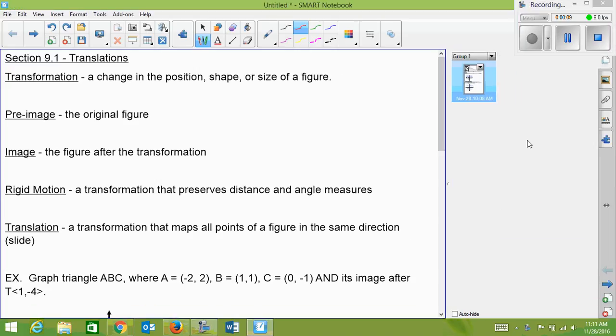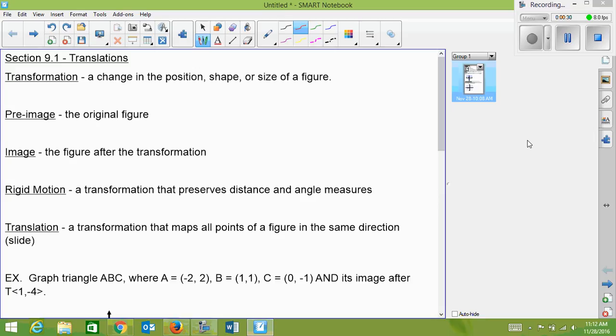Transformation, a change in the position, shape, or size of a figure. This should be pretty much all review from what we covered in junior high. Pre-image is the original figure. The image is the figure after the transformation. Rigid motion is a transformation that preserves distance and angle measurements.